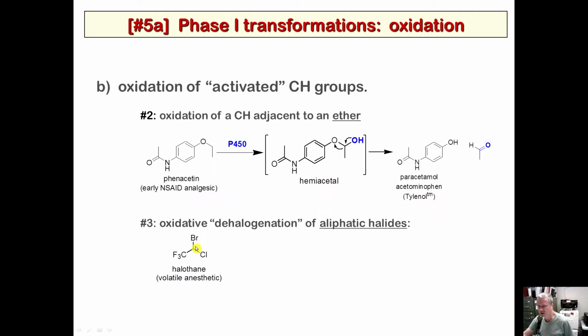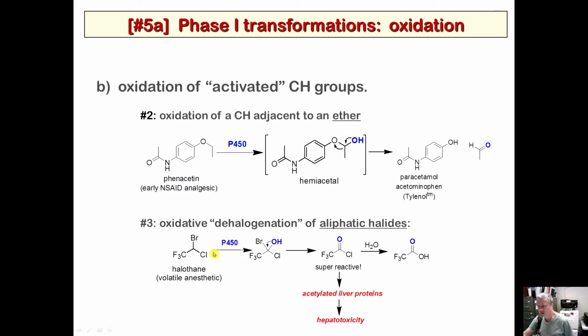So what's P450 going to do? It's going to oxidize that position. So mechanistically, probably through a radical, and then oxygen gets attached. And then you have this alcohol. And then the alcohol can kick in and kick off either the bromine or the chlorine. I'm showing you kick off the bromine, and that makes trifluoroacetyl chloride. And these are super electrophilic, and they can acylate your liver proteins and lead to hepatotoxicity.